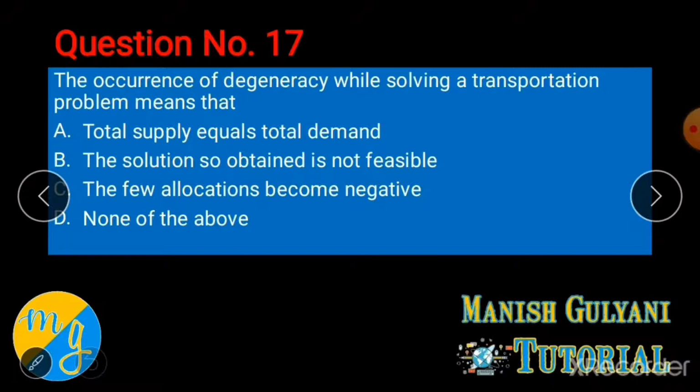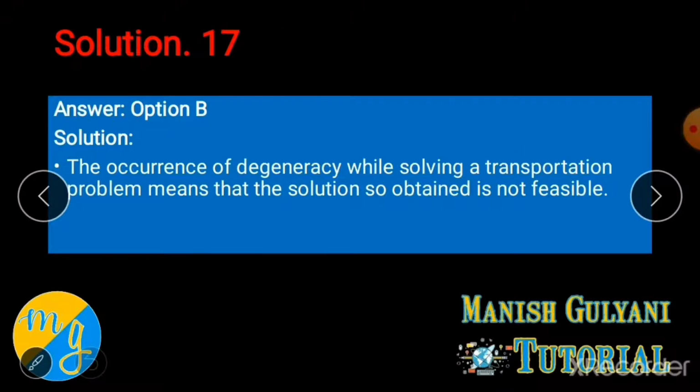There's no word we use under this option for degeneracy. Second is the solution so obtained is not feasible. A feasible solution is possible when there is no condition of degeneracy. So option B is your correct option. The occurrence of degeneracy while solving a transportation problem means the solution obtained is not feasible. Firstly you have to remove degeneracy, and after that you obtain your optimal answer. Without removing degeneracy, you can't calculate your feasible answer or optimal answer. So firstly you have to remove degeneracy.